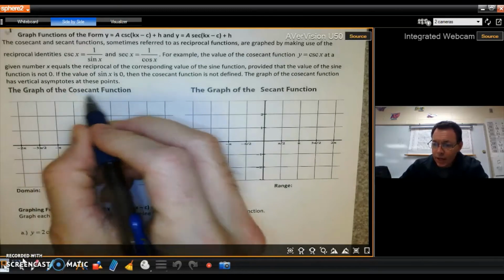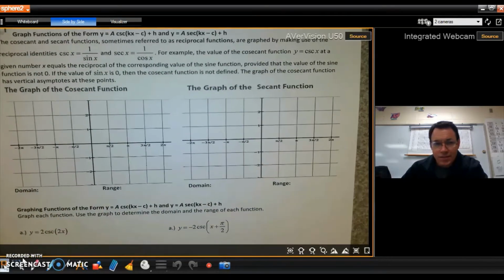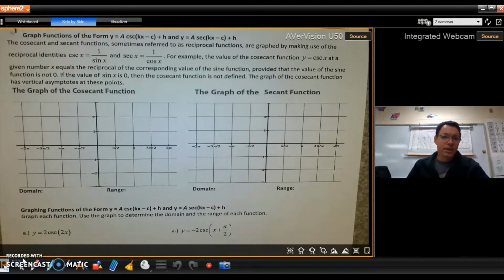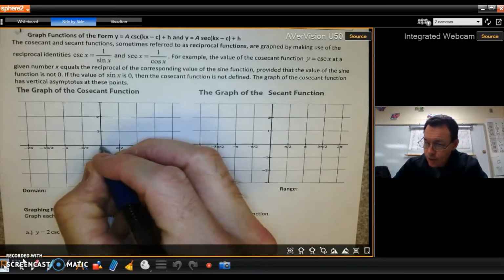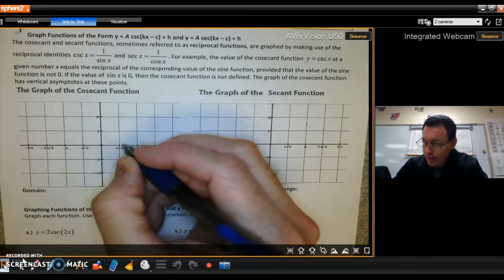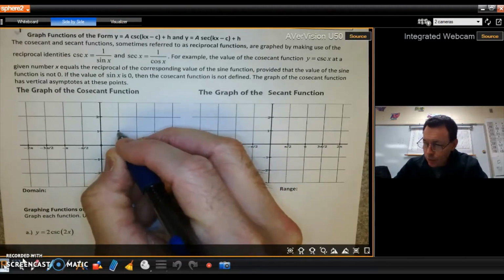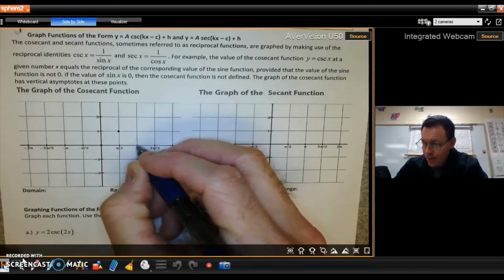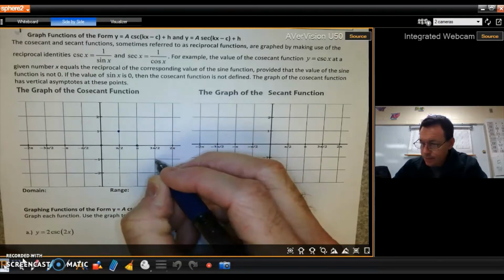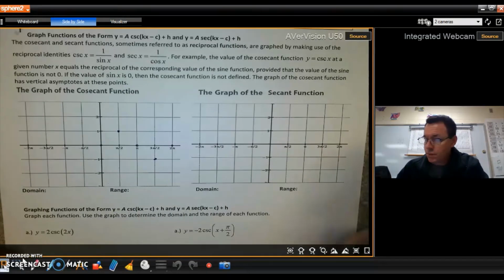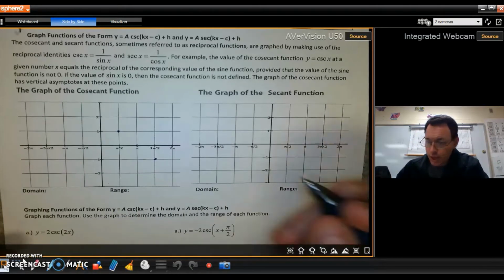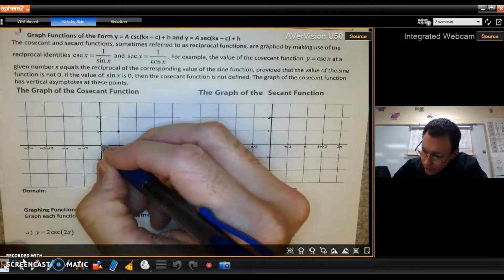To graph a cosecant, I'm actually going to graph a sine function because we're familiar with that. We know what a sine looks like. So a sine function goes through the origin, and then it goes up to a high point of 1, back to the x-axis, down to -1, and then back up to the x-axis. Okay, same sine graph we've graphed this whole time.